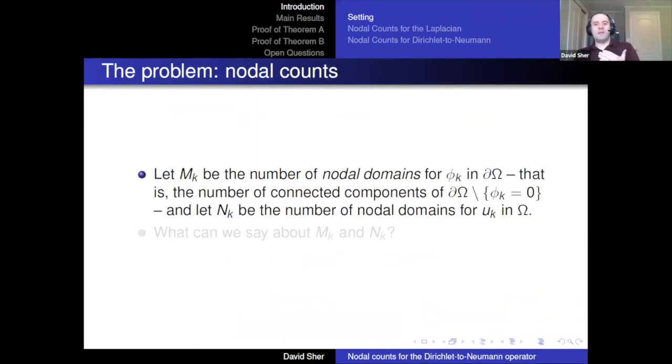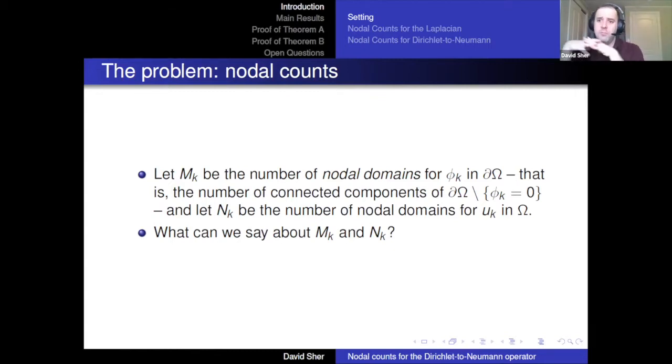What we're going to be considering today is the problem of nodal counts. Throughout the talk, I'm going to let m_k be the number of nodal domains for the boundary Dirichlet-to-Neumann eigenfunctions, and let n_k be the number of nodal domains for the interior generalized Steklov eigenfunctions. And as always, nodal domains are just the number of connected components on which the sign of any eigenfunction is monotone. Okay. And the question is, well, okay, in this generality, what can we say about the nodal counts?